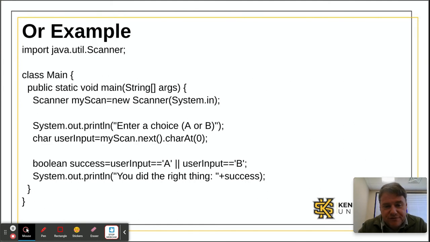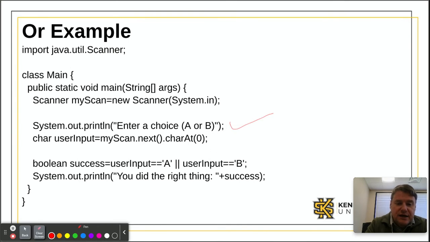All right, so we have something similar going on here. We're reading in a scanner, and we have enter a choice, A or B, and then we're going to read in a single letter from the user. Now, you remember when you're reading in a single letter, you have to do this weird thing, which is myscan.next().charAt(0). That will read in one character, and we're storing that in user input. All right, and then we're saying success if the user input is equal to a capital A or the user input is equal to a capital B.